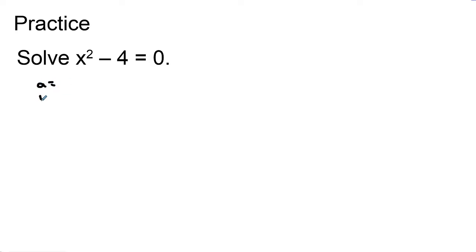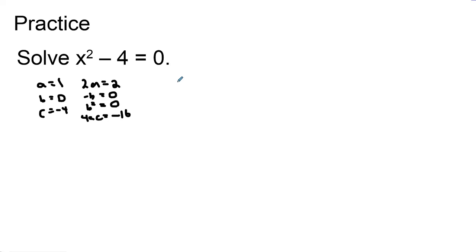So a, b, c, 2a, negative b, b squared, and 4ac. Okay, so let's go down the line. A is 1, b is 0, and c is negative 4 again. So 2a is 2, negative b is 0, 0 squared is 0, and 4ac is negative 16.